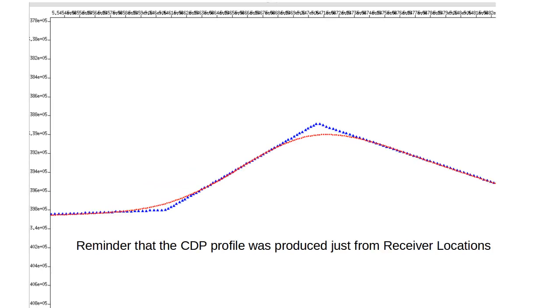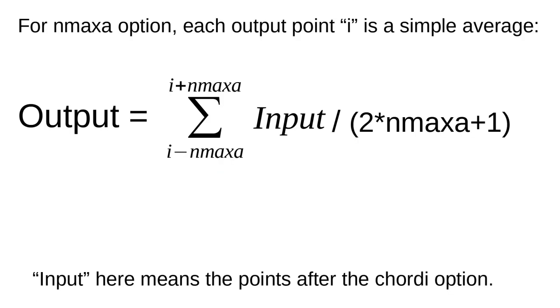Remember that these CDP profiles are created just from the receiver locations. The SuPro CSV program is simply creating points at 12.5 meter intervals along the receiver line, then averaging and smoothing using some neighboring points on both sides of each created point. Crudely speaking, this has the effect of rounding off the bends in the input receiver line.